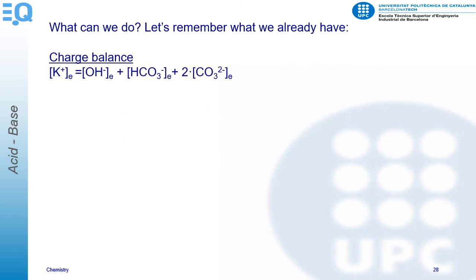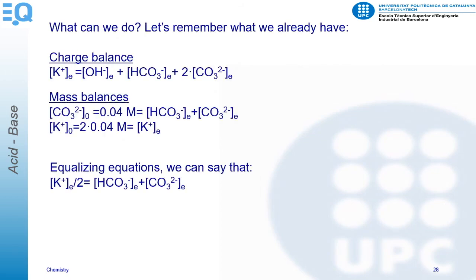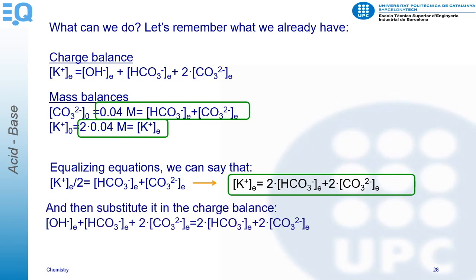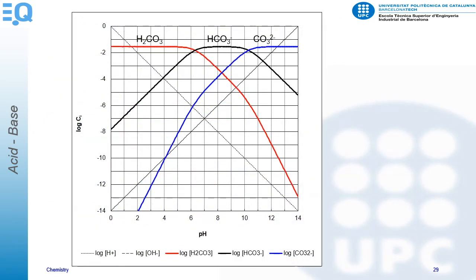Let's see how to proceed numerically. The potassium concentration divided by 2 equals the carbonate concentration. If we equal these 2 equations and we substitute them in the charge balances, we can simplify the hydrogen carbonate and the carbonate anion. The OH concentration equals the hydrogen carbonate concentration. My recommendation is to do it by yourselves at home because it's simple, but it's important to know the steps.